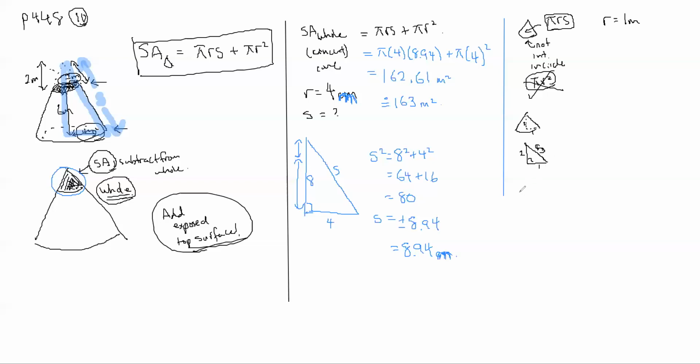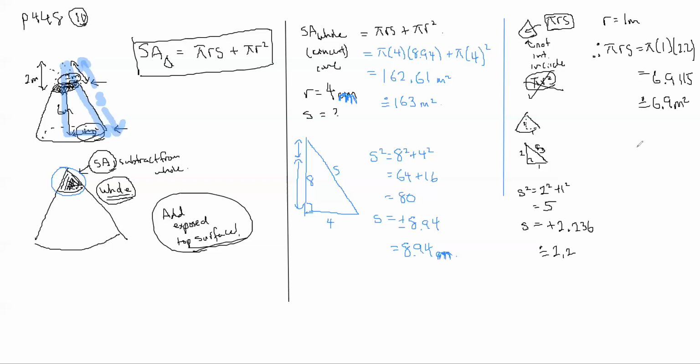I'll call that S. S squared is equal to 2 squared plus 1 squared, which is 5. S is going to be square root of 5, which is plus or minus, or in this case, just plus 2.236, 2.2. Therefore, pi rs is equal to pi times 2.2. That is 6.9115. Let's round it to 6.9 meters squared.